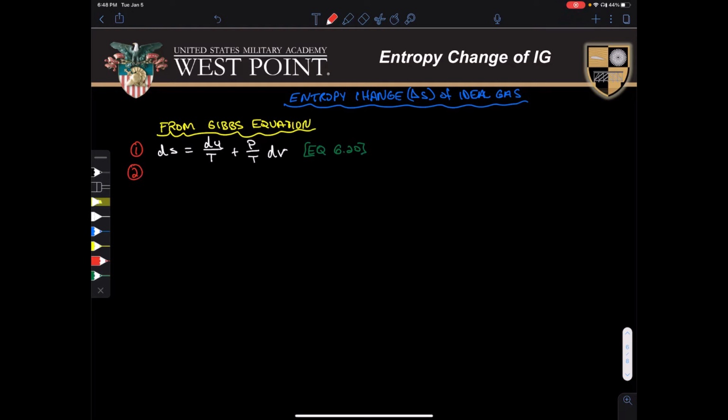Next, we'll rewrite Gibbs equation number 2 for our differential change in entropy. It's equal to our change in enthalpy, dH, divided by our temperature T, minus our specific volume divided by our temperature T, times our differential change in pressure. And that is equation 6.24.